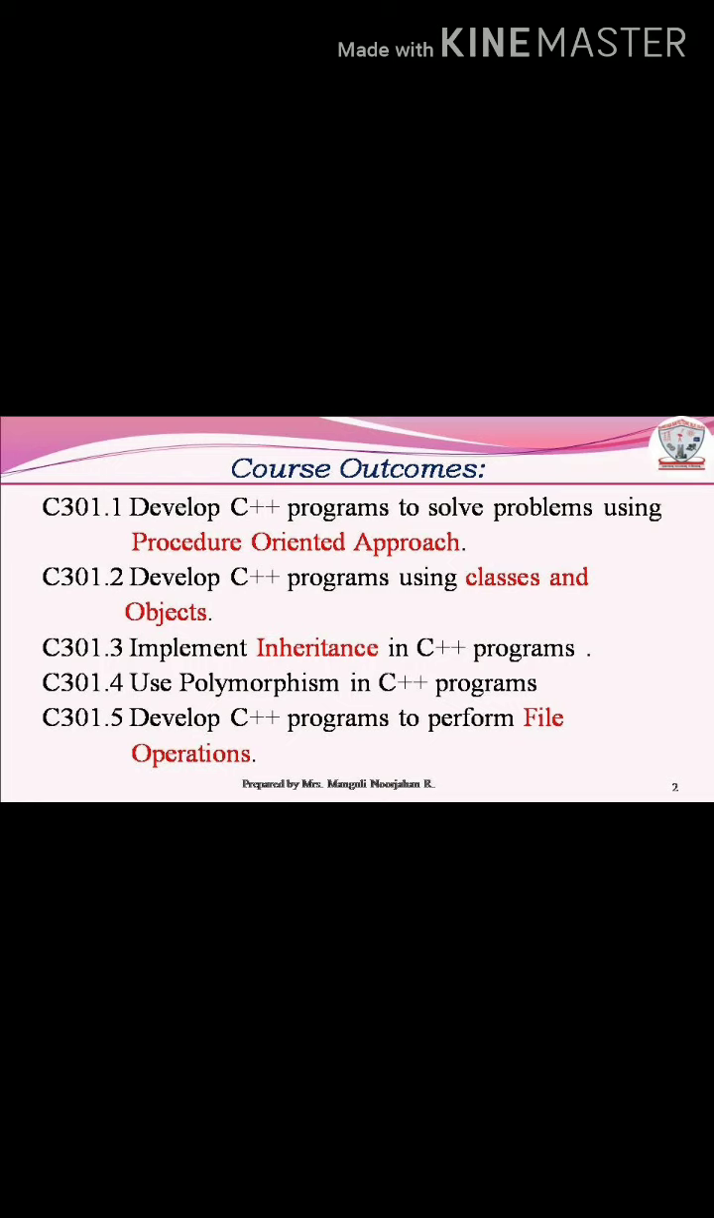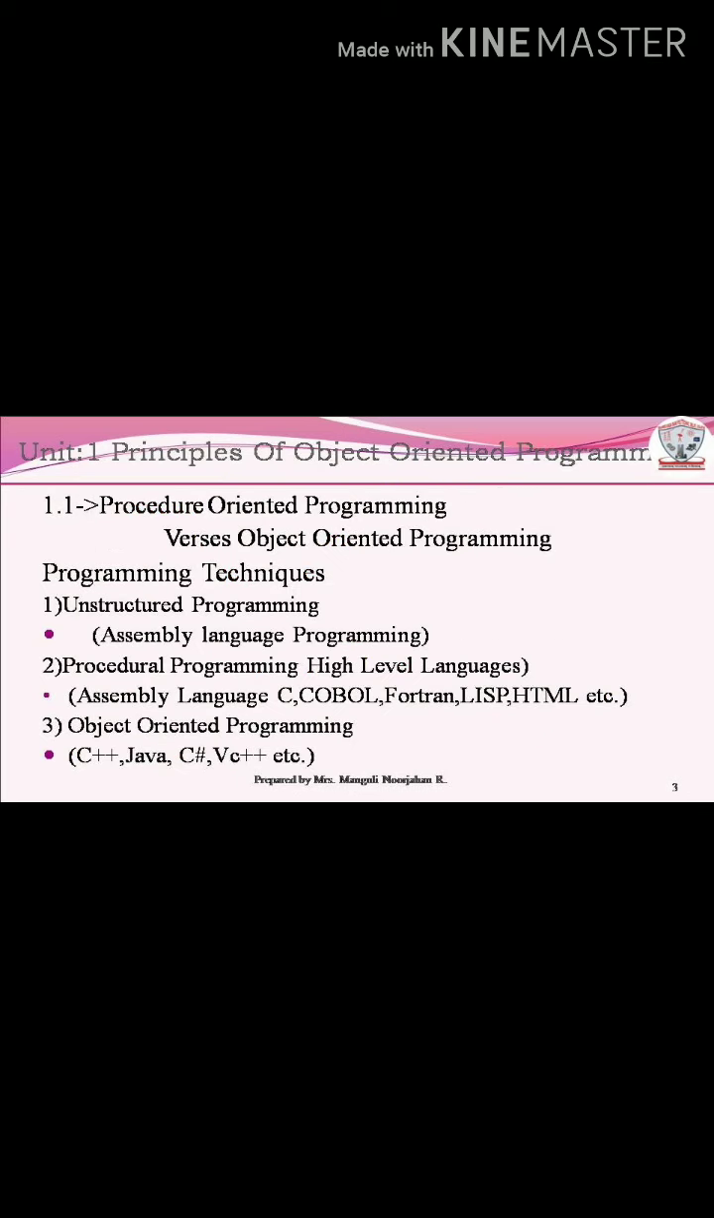Let's see the course outcomes. There are 5 course outcomes. The first one is develop a C++ program to solve problem using procedure oriented approach. The second one is develop a C++ program using classes and objects. The third outcome is implement inheritance in C++ program. The fourth one is use polymorphism in C++ programs. And the last one is develop a C++ program to perform file operation. After this course, we'll get all these outcomes.